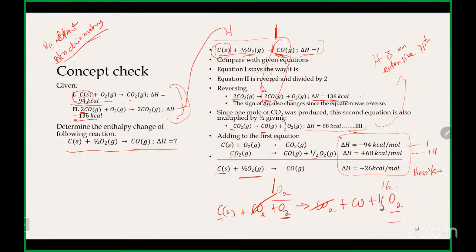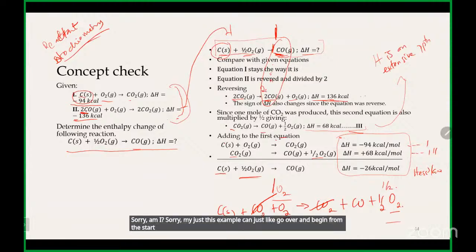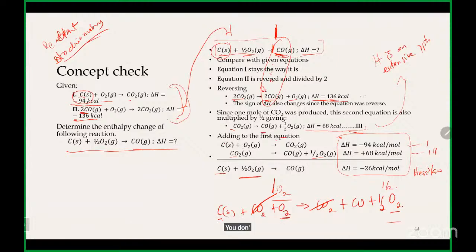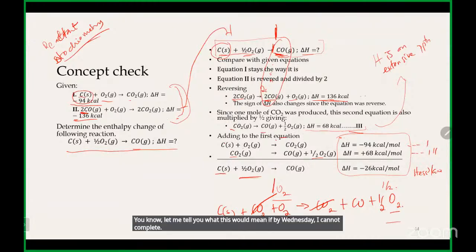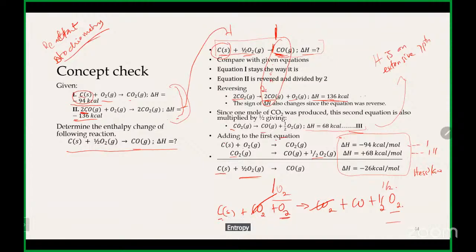Please explain the last equation. What is the last equation? From the beginning, the place where you wrote the first and second equation. Sorry, ma. Just this example. I'll just go over it again from the start, a brief overview so we could catch up for people. Let me tell you what this would mean. If by Wednesday I cannot complete entropy, you would have to read it on your own. Okay? Please, why did you minus half oxygen from both sides?